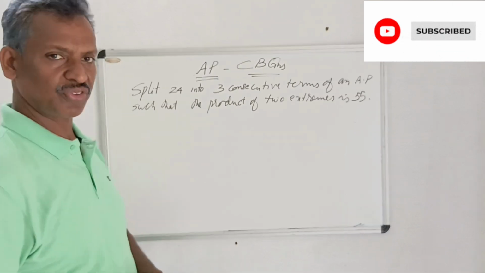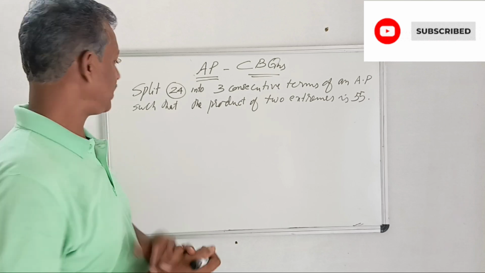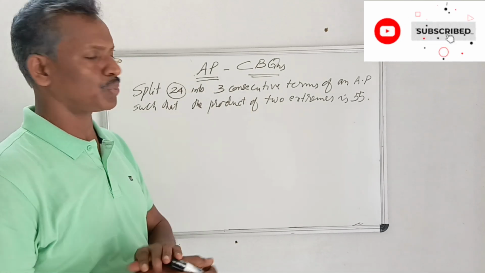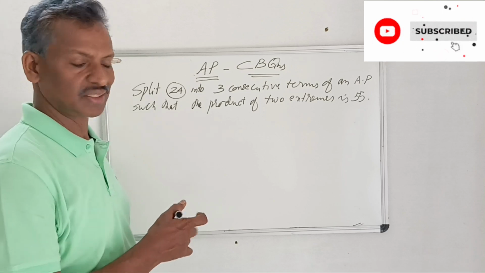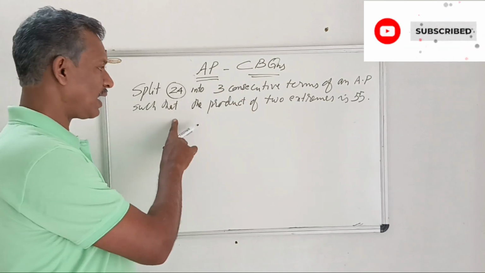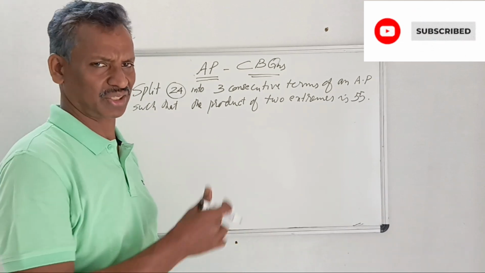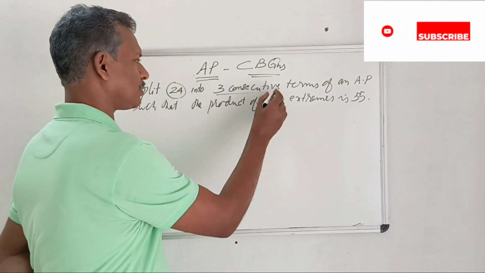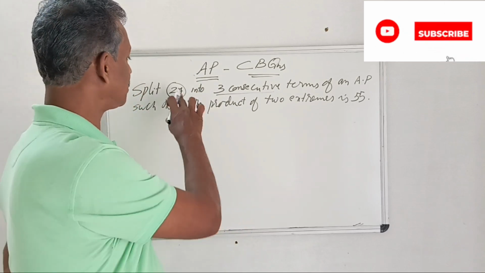Split 24, a number 24, into 3 consecutive terms of an AP such that the product of two extremes is 55. Or the question may be like this: the sum of 3 consecutive terms of an AP is 24 and the product of two extremes is 55. It is not given there what the first term is. 3 consecutive terms, or it will be like this: the sum of 3 consecutive terms is 24.